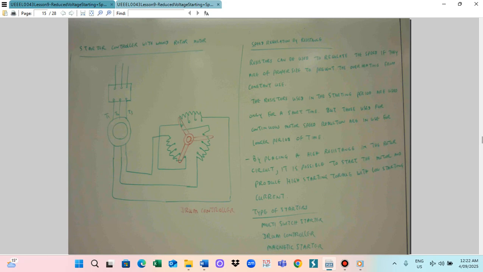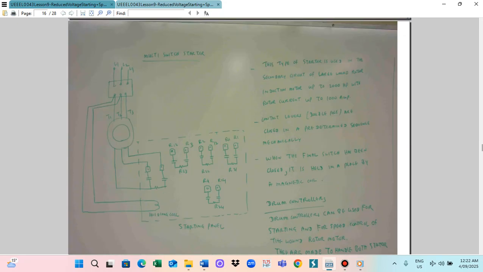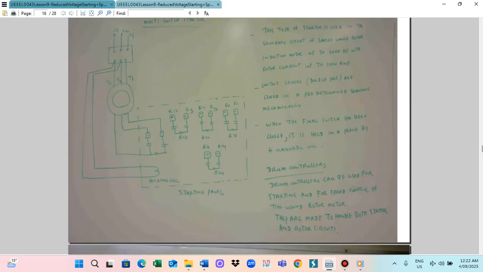The types of starters are the multi-switch starter, the drum controller, and the magnetic starter. These we use manually, where you adjust the resistance by hand. But sometimes we also use automatic switching, where the contactors adjust or remove the resistor by magnetic action. This way you can also adjust to the appropriate resistance.